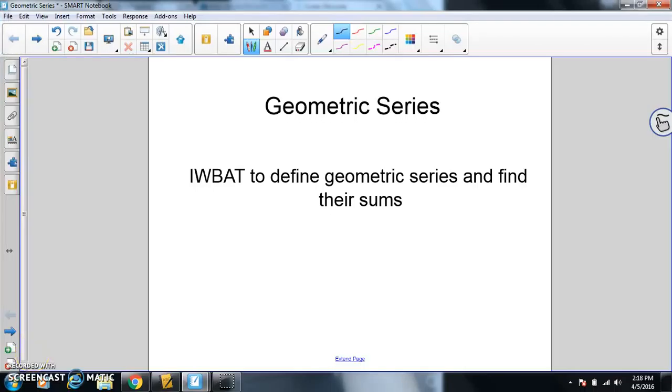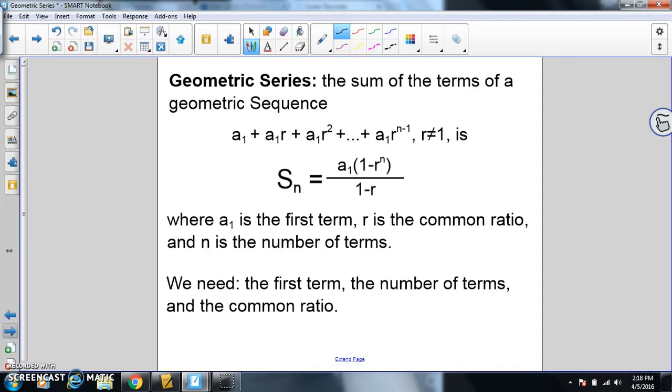Today we are going to talk about geometric series, so you will be able to identify, define, and find the sum of geometric series. First, what is a geometric series? A geometric series, just like an arithmetic series, is the sum of the terms of a geometric sequence.